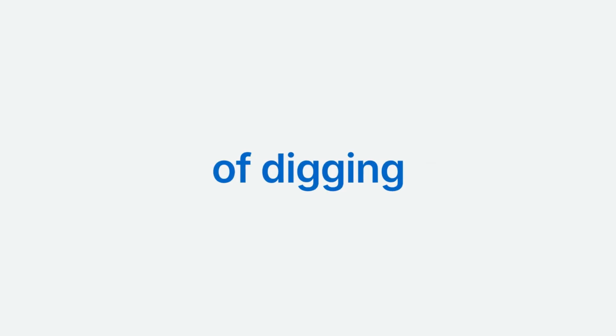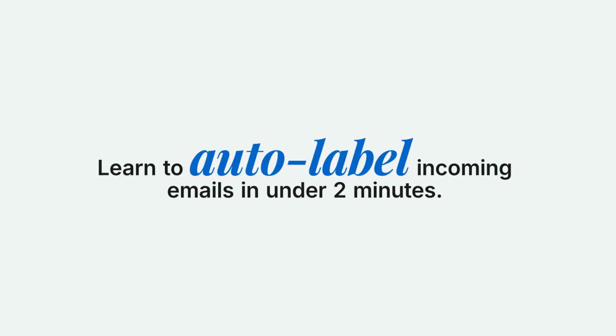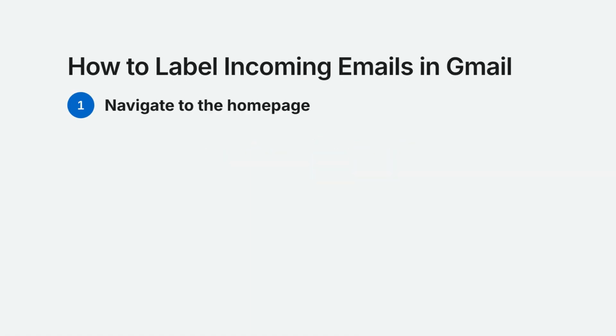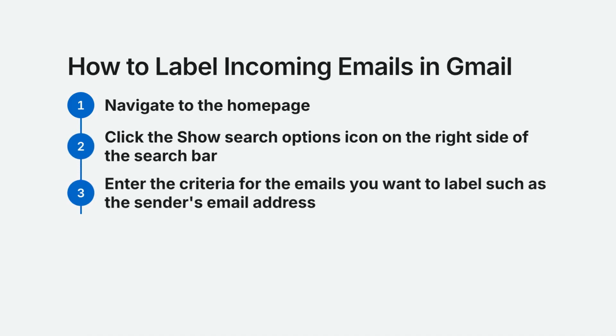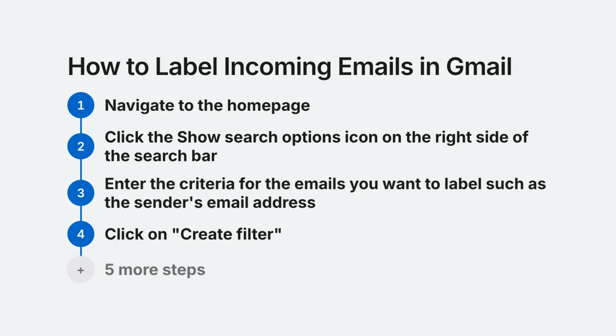Are you tired of digging through a messy Gmail inbox every day? Learn to auto-label incoming emails in under 2 minutes. I'll show you how to set up a filter that automatically applies a label to emails from a specific sender. Just follow these 9 simple steps.